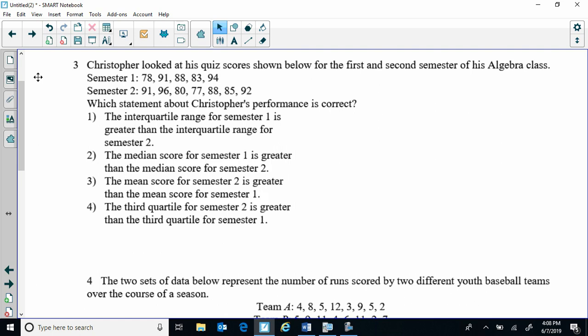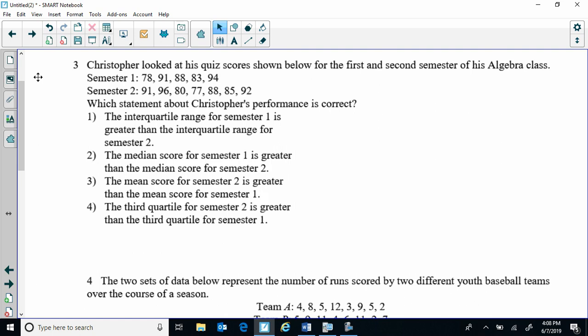Semester 1, he got a 78, 91, 88, 83, and 94. Semester 2, he got a 91, 96, 80, 77, 88, 85, and 92. Which statement about Christopher's performance is correct? The interquartile range for semester 1 is greater than the interquartile range for semester 2. The median score for semester 1 is greater than the median score for semester 2. The mean score for semester 2 is greater than the mean score for semester 1. And the third quartile for semester 2 is greater than the third quartile for semester 1.